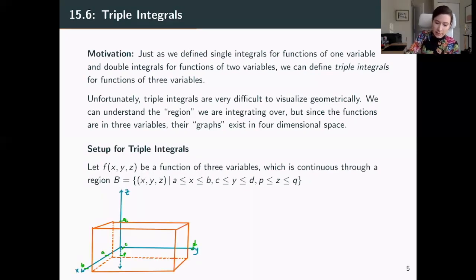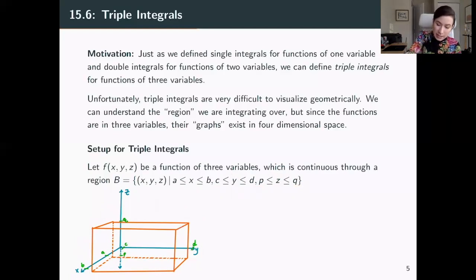The region given by this set consists of x values between a and b, y values between c and d, and z values between p and q. Graphically, that would correspond to the box that I've plotted here, where I have a, b for my x's, c, d for my y's, and p, q for my z's.